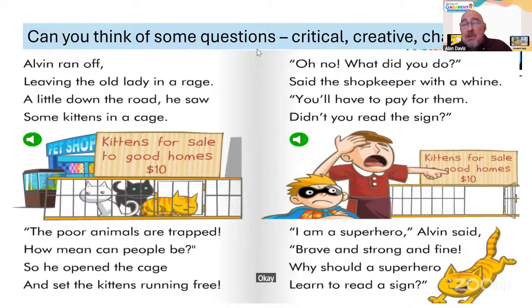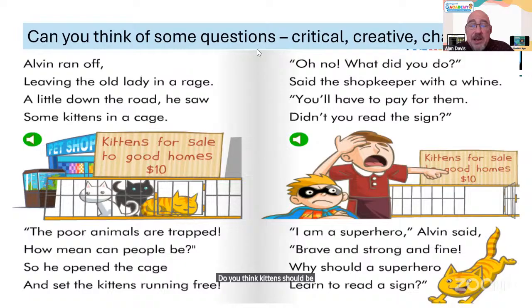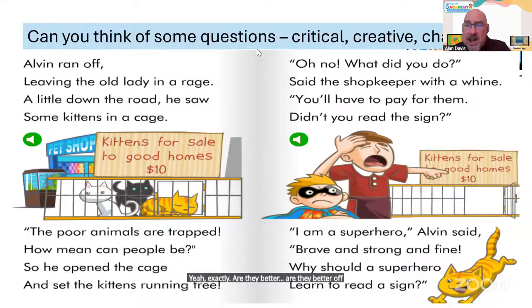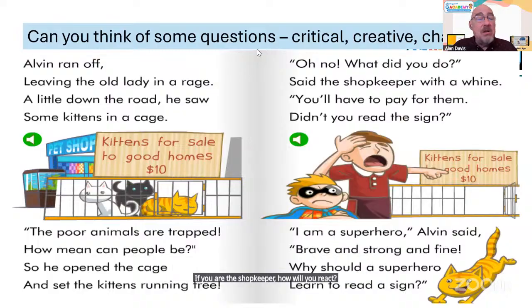Oh, very good. This is like a really philosophical question, isn't it? Or a citizenship question. Do you think kittens should be sold? What power does the hero have? Very good. What might happen to the kittens after he let them out? Yeah, exactly. Are they better off in the cage or outside of the cage? That's a very good question, right? If you are the shopkeeper, how will you react? Yep, good. Okay, good questions.